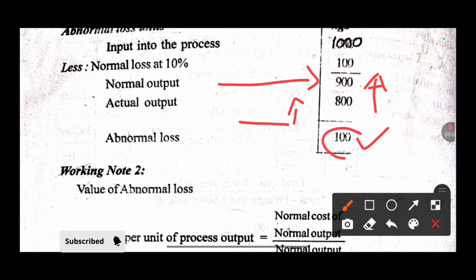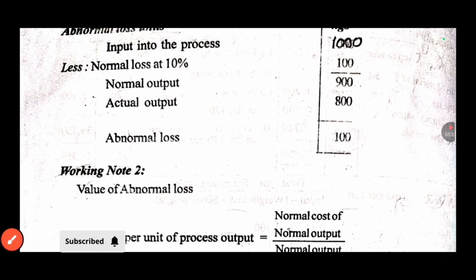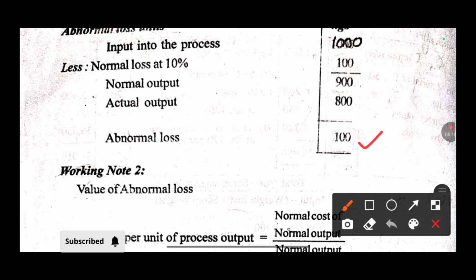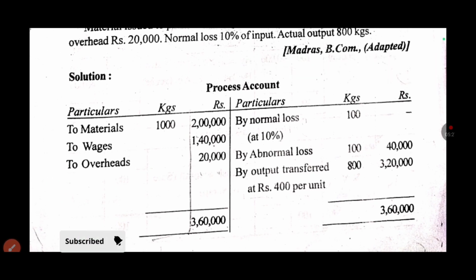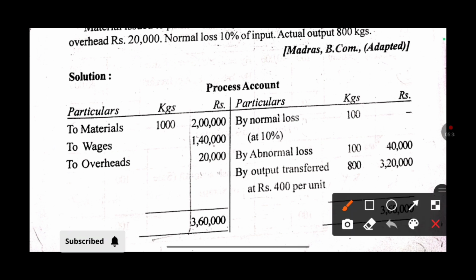So we get 100 kilos as abnormal loss. Okay. So we find out the abnormal loss 100 kilos, the normal loss quantity 100 kilos. Let's enter it on process account. On which side? Normal loss, abnormal loss and output always appear on the creditor side of the process accounts. So accordingly, normal loss enter on creditor side 100 kilos, abnormal loss quantity is 100 kilos.